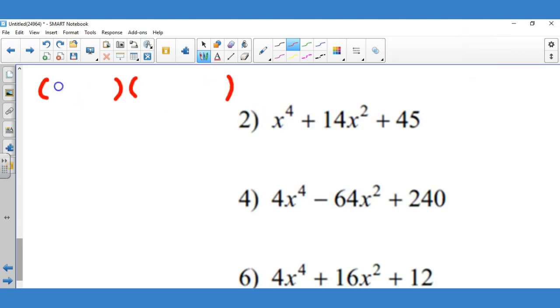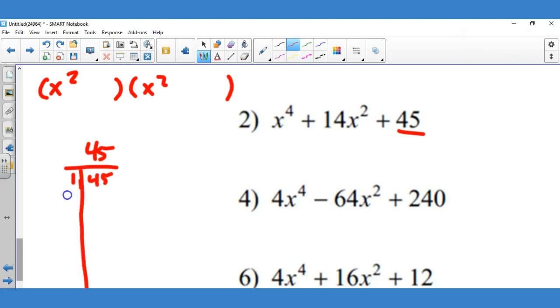And x to the 4th will give us x squared times x squared. All right. Now, I need to find the factors of 45. That's my constant. And those same factors should add to give me 14. So 45, let's go 1 and 45, 1 and 45, 2, 3, 3 and 15, 5 and 9. All right, 5 and 9.